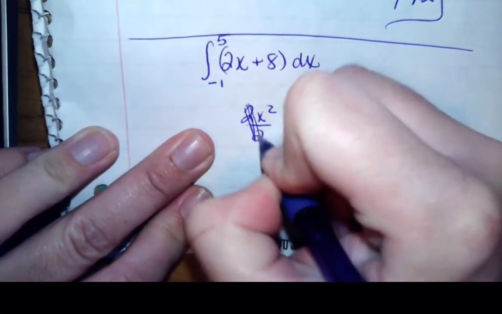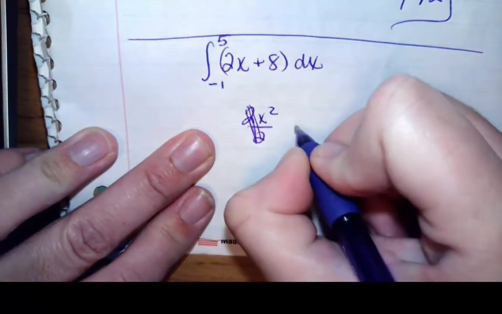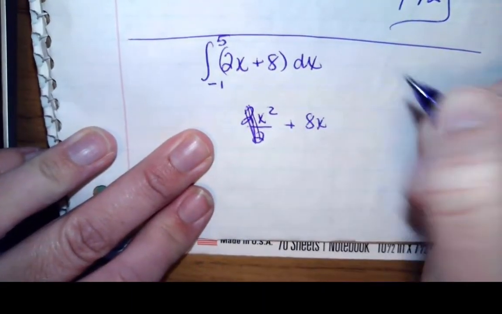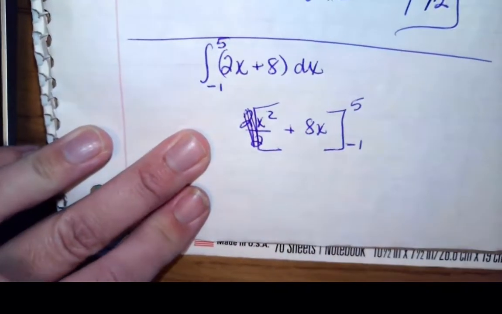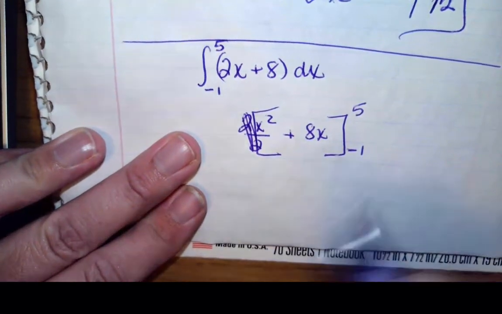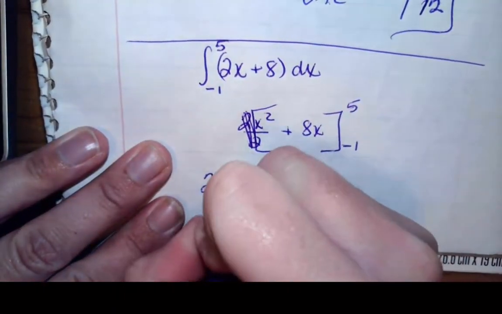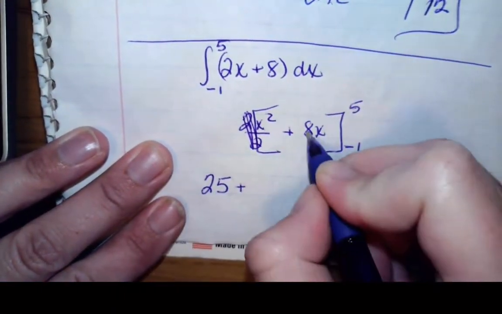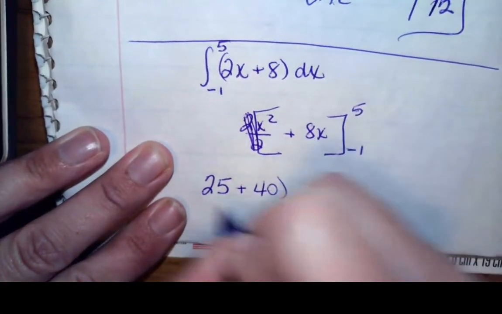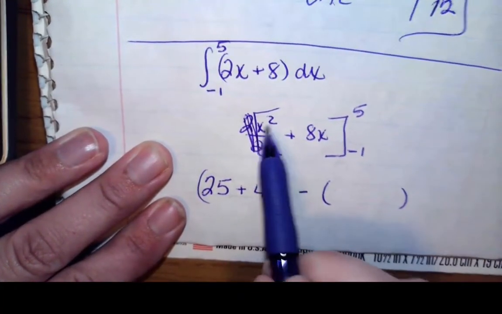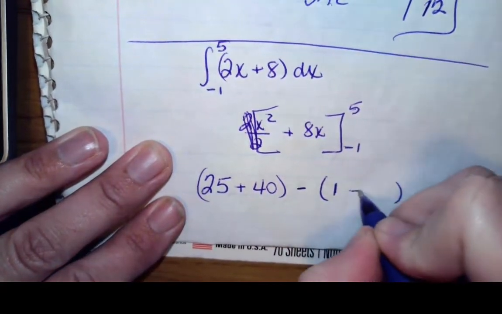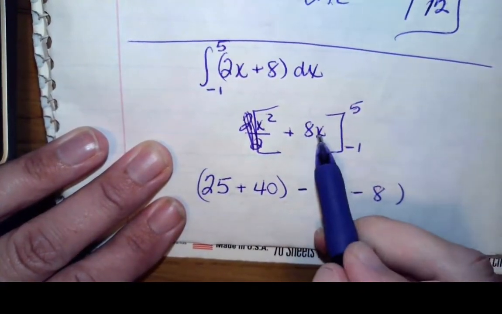So your 2's reduce out. The integral of 8 is going to be 8x, and I'm going to take that from negative 1 to 5. Okay, so shoving in a 5: 5 squared is 25, plus 8 times 5 is 40, minus, shoving in a negative 1: negative 1 squared is 1, minus 8, because 8 times negative 1.